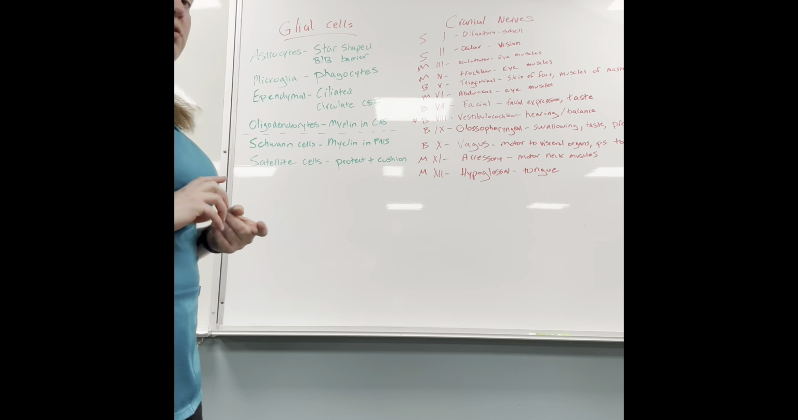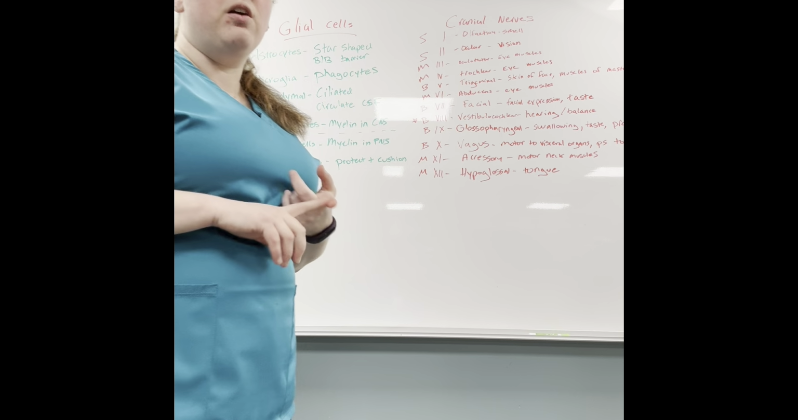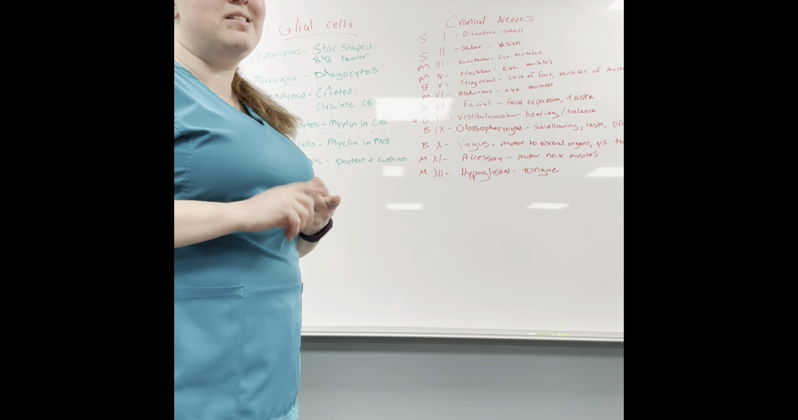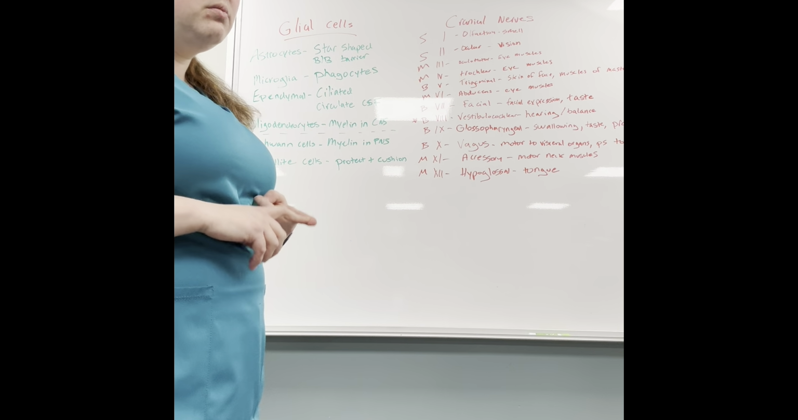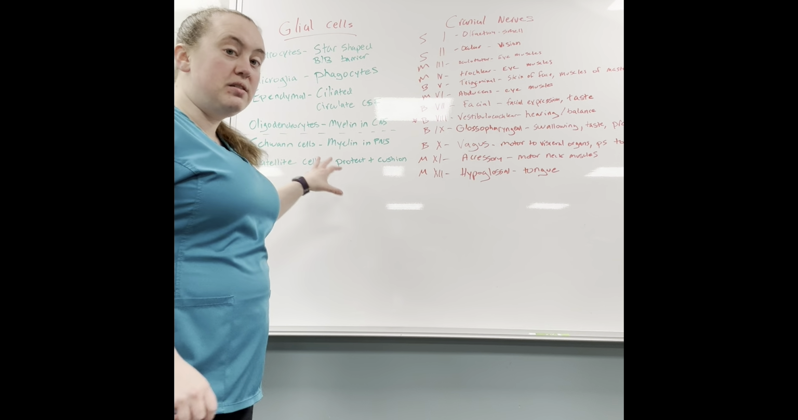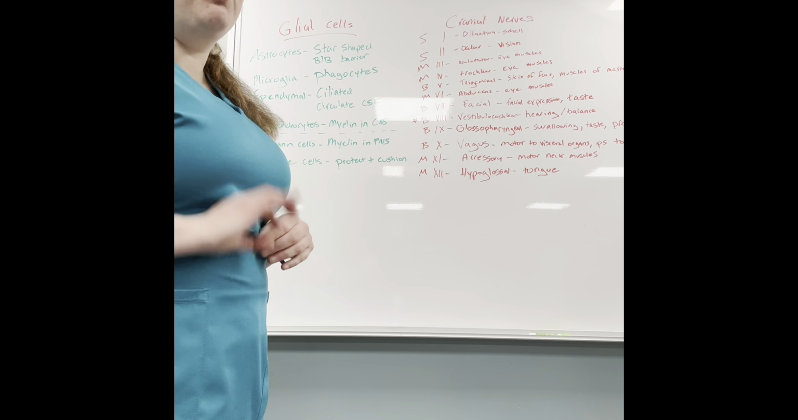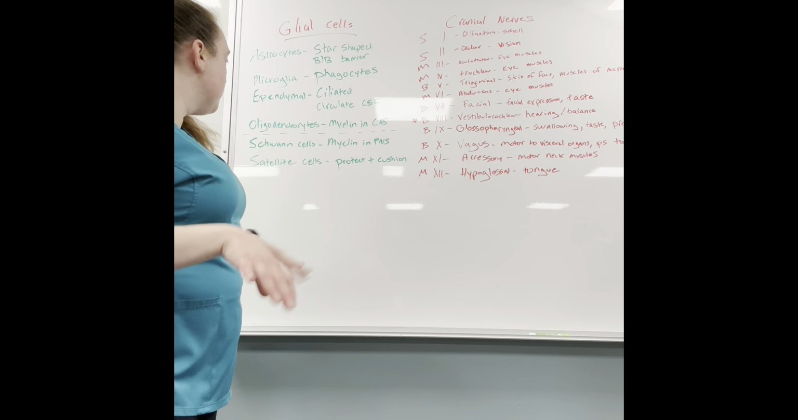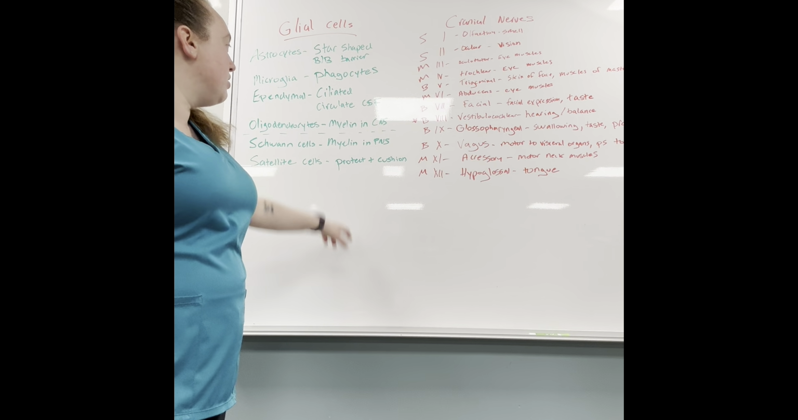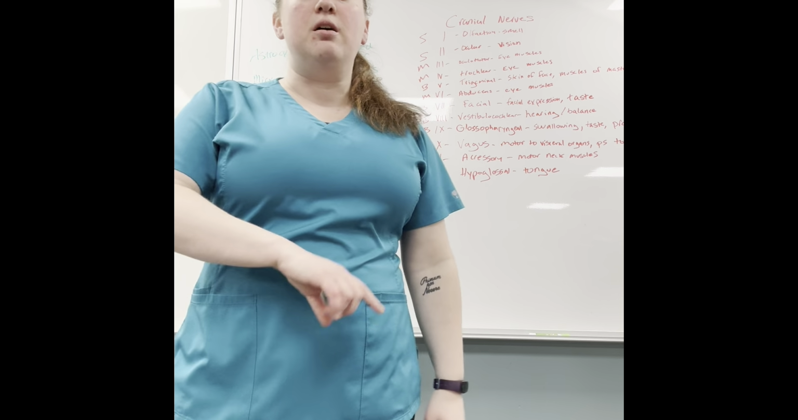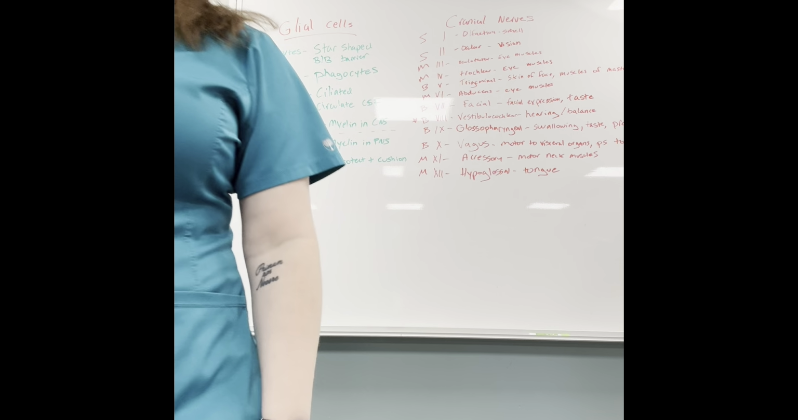And then we have the oligodendrocytes. They are what create the myelin in the central nervous system. Okay? And then we have the Schwann cells. Those create the myelin in the peripheral nervous system. And then the satellite cells are there to protect and cushion in the peripheral nervous system.